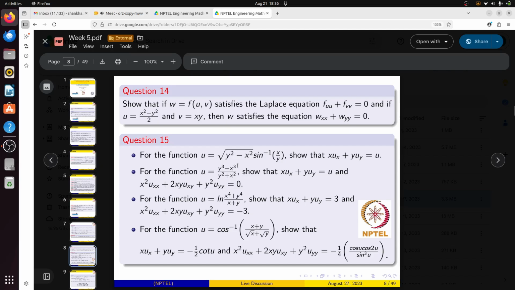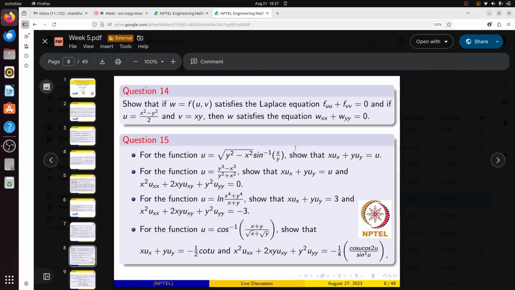a homogeneous function. And what do we mean by saying homogeneous function? A function f of x and y is called homogeneous function if f of tx comma ty is equal to t to the power n times f of x y, where n is called the degree of homogeneity. Okay, and here the degree of homogeneity is 1. So this is a homogeneous function. So just using Euler's theorem you can prove that x ux plus y uy equal to n times u. That means here n is equal to 1, so that will be u.